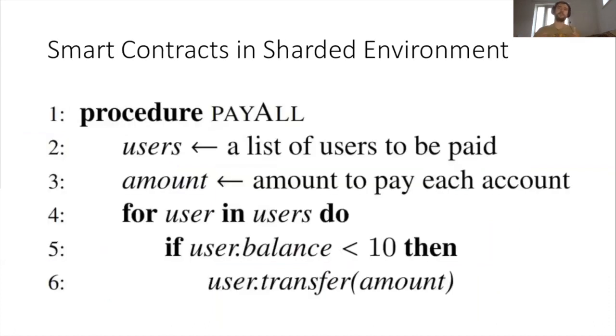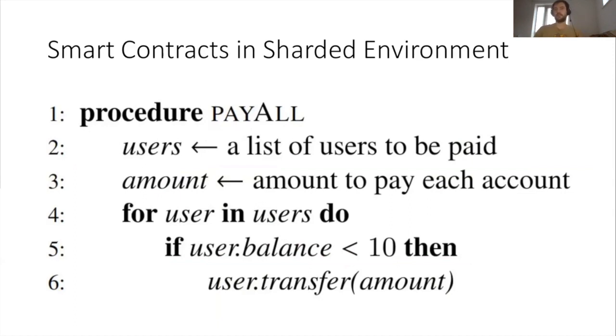And things get even more complicated when we add smart contracts on top of that. So here, let's assume a simple procedure. You have a list of users to be paid. We have a fixed amount that we want to pay every single user. And in this function, we iterate through all the users. We check their balance. If they have less than 10 coins, we send them some money.